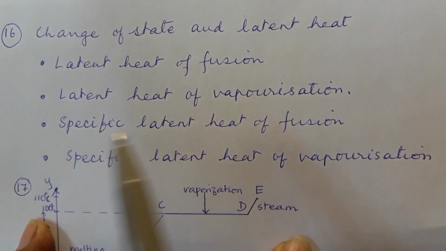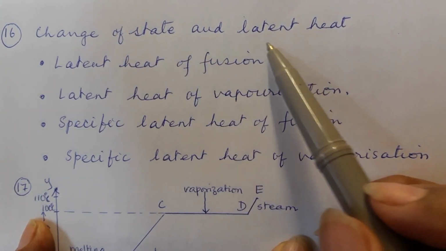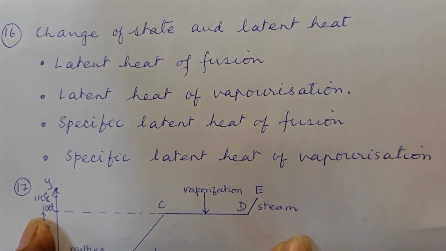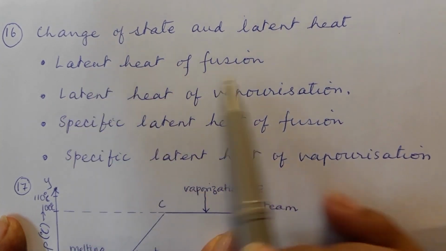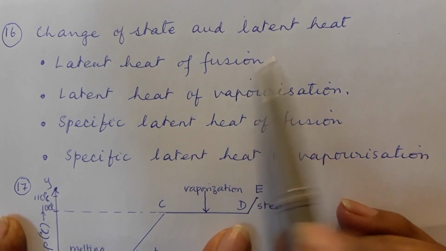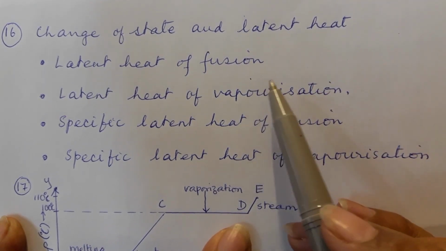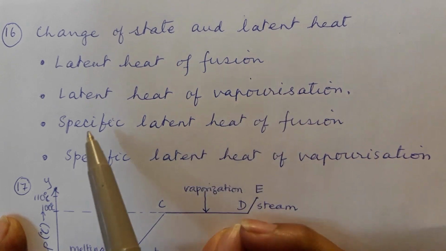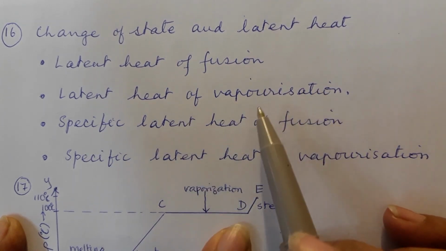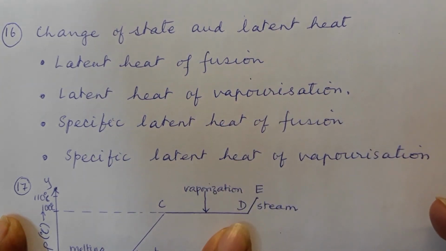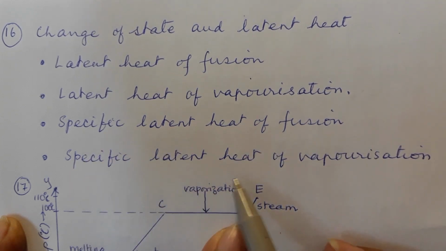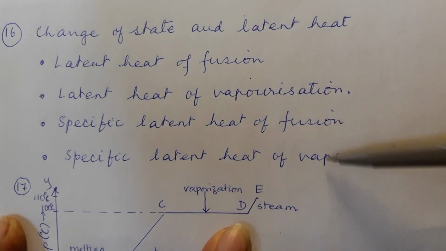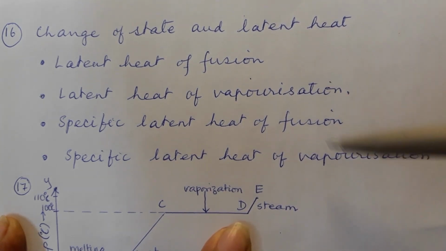Number 16, change of state and latent heat. Now in this particular point we will be talking about latent heat of fusion. So namely we'll talk about latent heat of fusion of ice and latent heat of vaporization of steam. Then we come to specific latent heat of fusion and specific latent heat of vaporization. Now all these definitions you have to know by heart and you have to apply them.